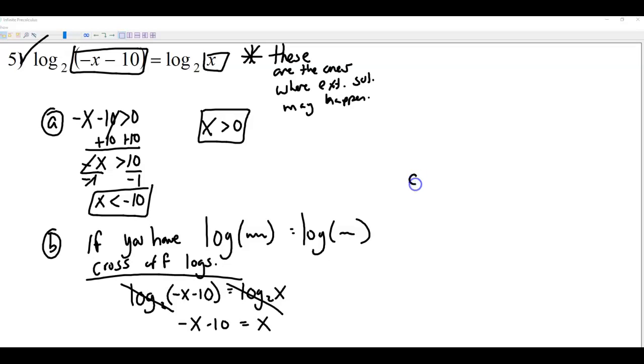Now remember, we're going to get an answer out of this, but it's going to be an extraneous solution. Because we already know from step A that this is impossible. But I'm just pretending that it's okay for now, because it may be okay. You have to go through and solve it, and it'll work out fine. Let's go ahead and do this one. So we have negative x, well, and the answer here is just to solve at this point. So negative x minus 10 equals x.